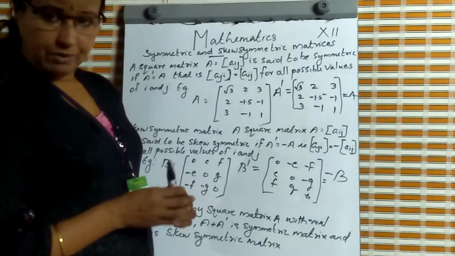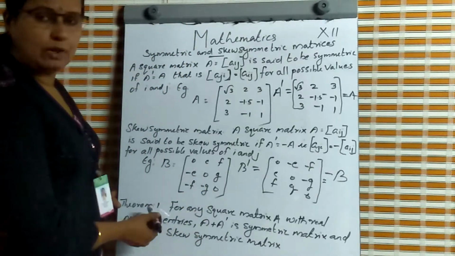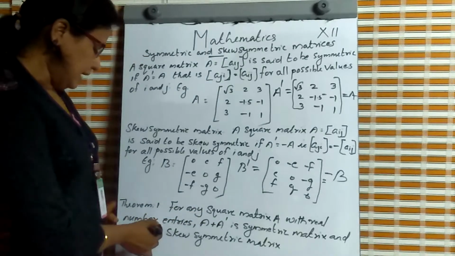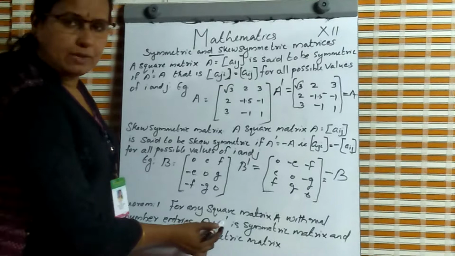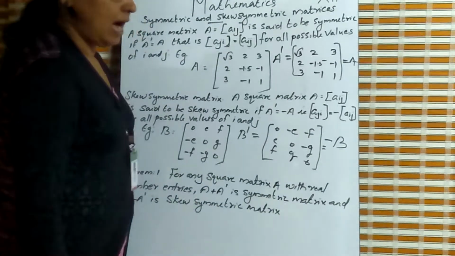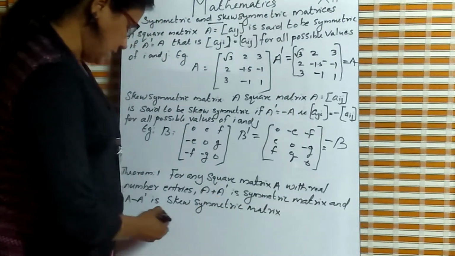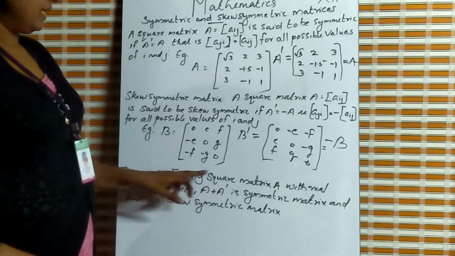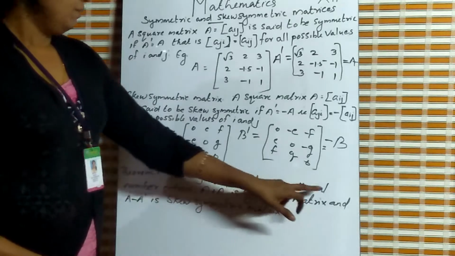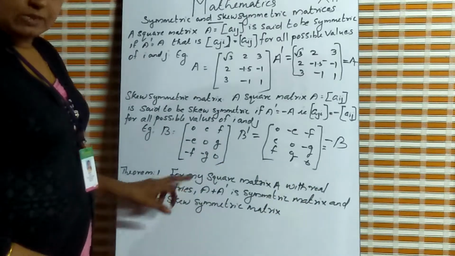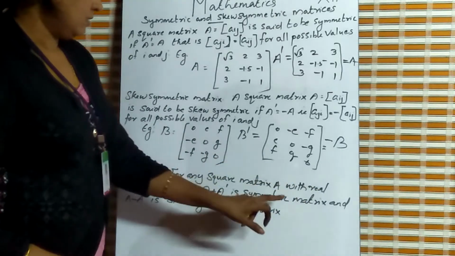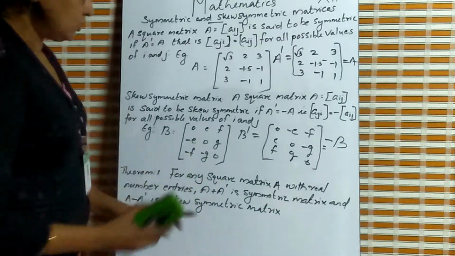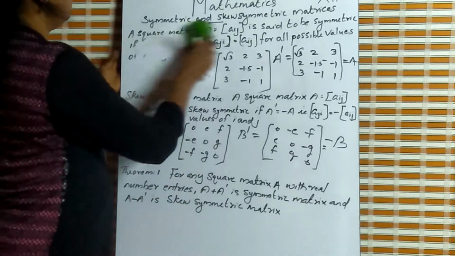Now, we have to prove a theorem. Look, theorem 1: for any square matrix with real number entries, A plus A transpose is a symmetric matrix and A minus A transpose is a skew symmetric matrix. We have to prove this. Look at the proof.